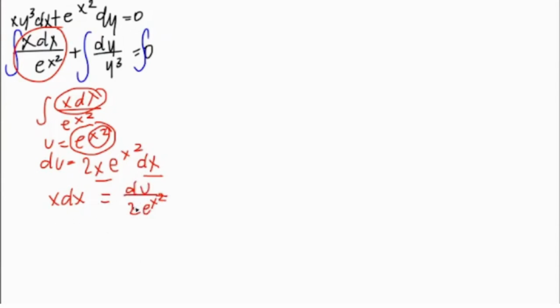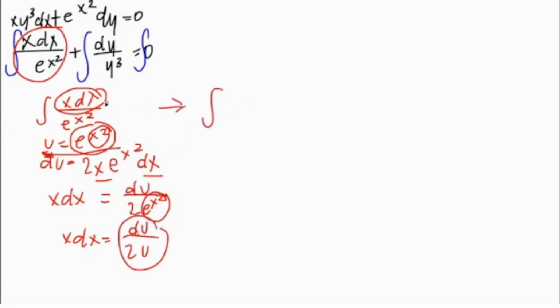So, alam natin na ang e raised to x squared is u lang naman yan kasi u is equal to e raised to x squared. So, magiging x dx is equal to du all over 2u. So, palitan na natin yung mga variables. Magiging integral of x dx ay itong value na to, du all over 2u all over e raised to x squared, which is u. So, ayusin natin, magiging du all over 2u times 1 over u.